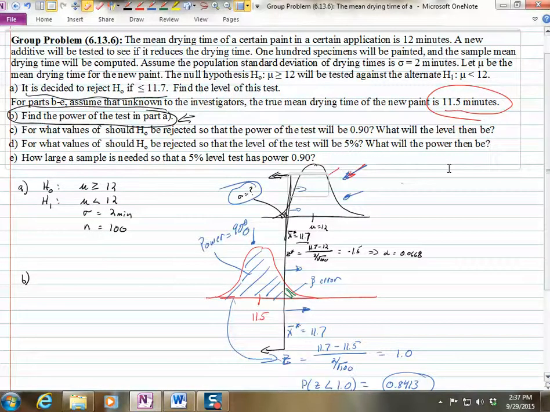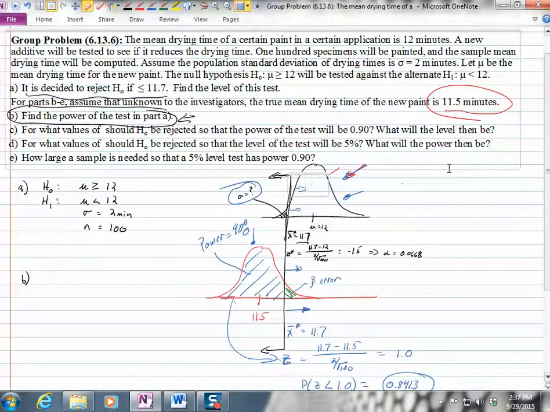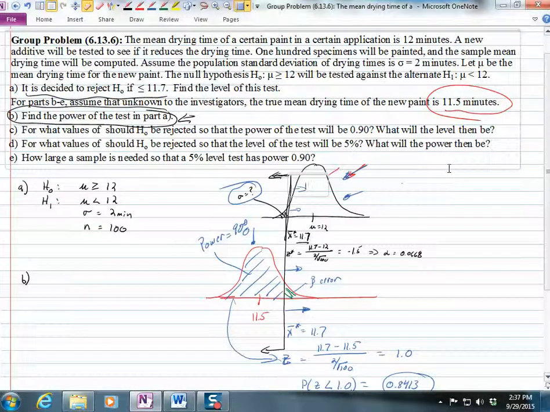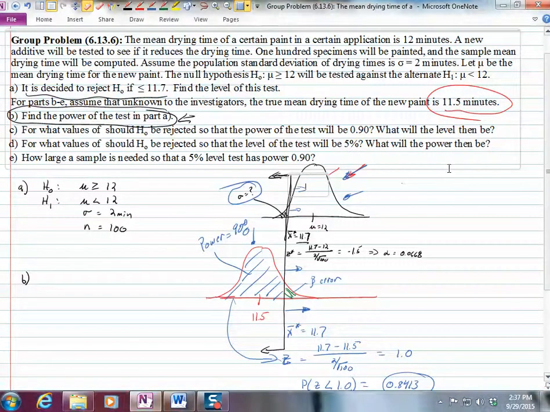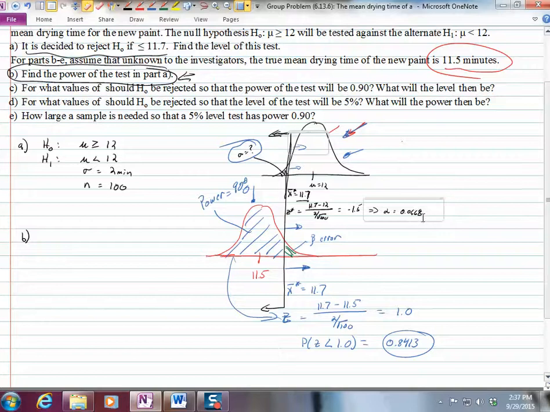Okay, people still working on C? Did you guys get C done? 11.24 for, so it's asking for alpha, the level? Oh, for this number right here, the X bar star? Let's see. All right, well, let's go over it and see then.